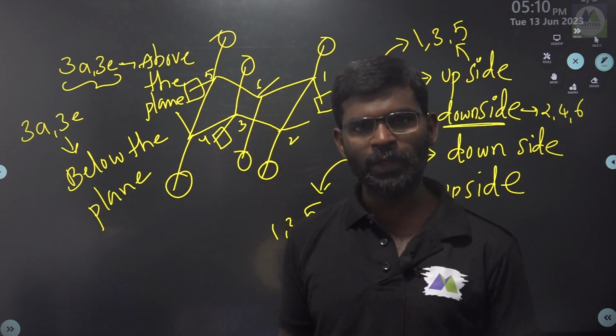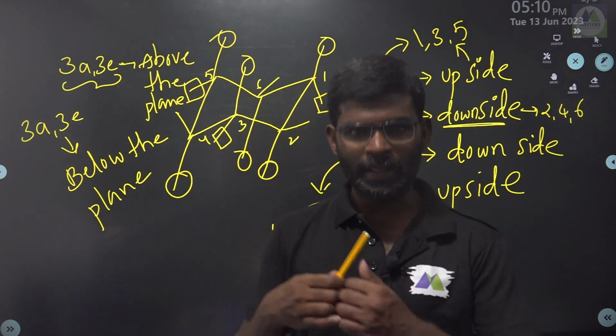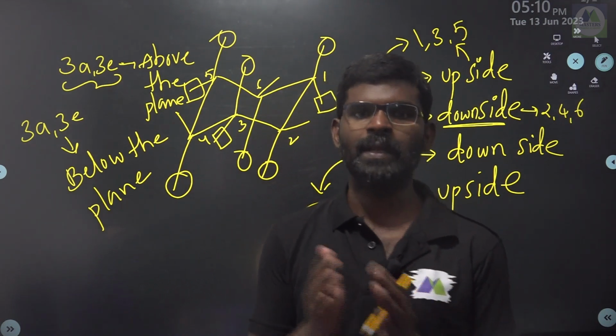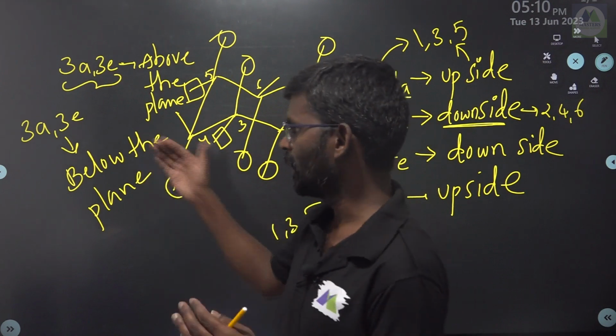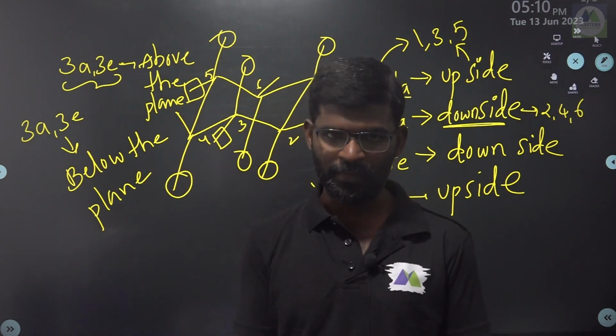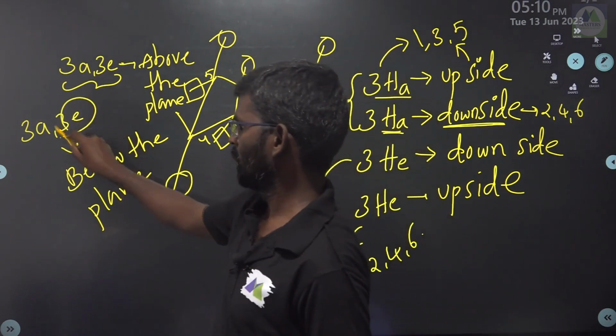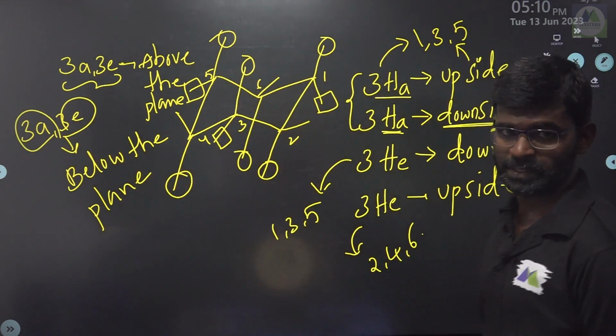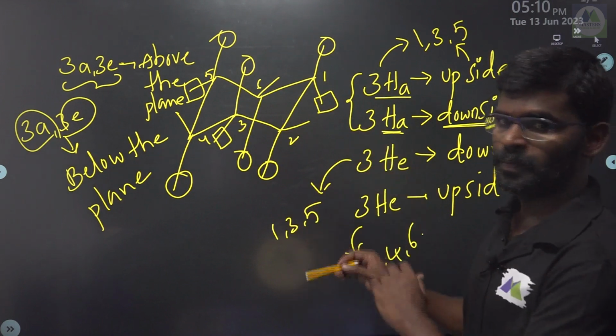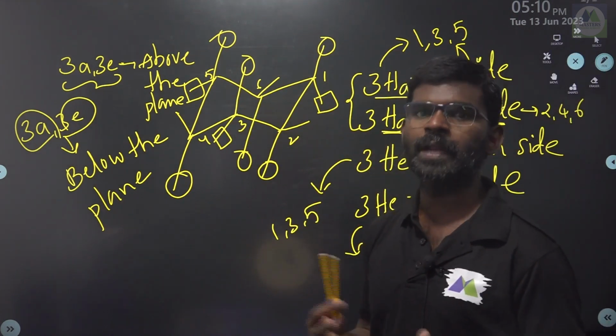So 6 are above the plane, 6 are below the plane. In that 6, half are axial, another half is equatorial. Below the plane also, half axial and half equatorial combination. This is the chair conformation. Then coming to extracting one hydrogen atom at any area.